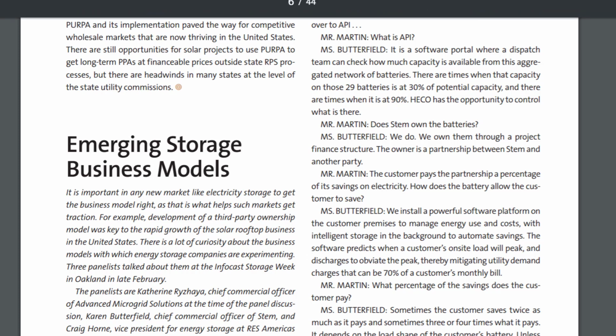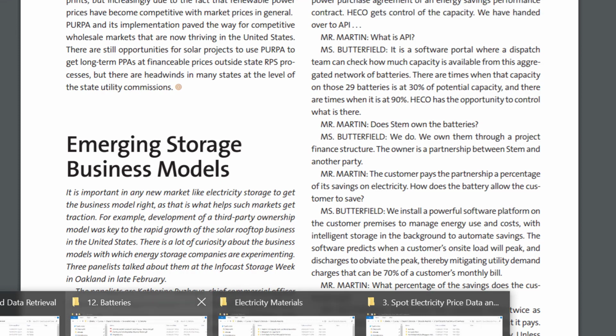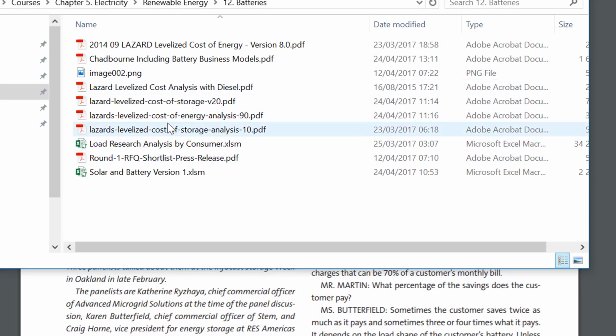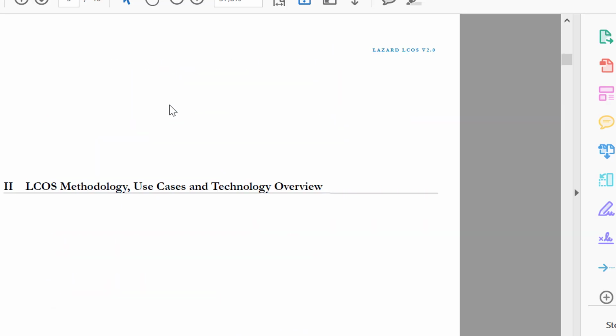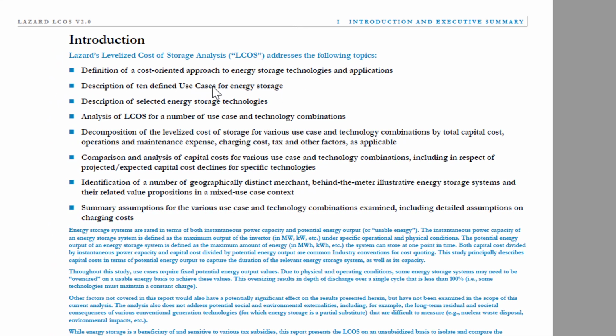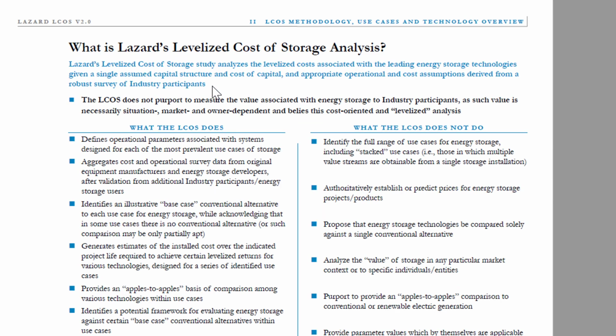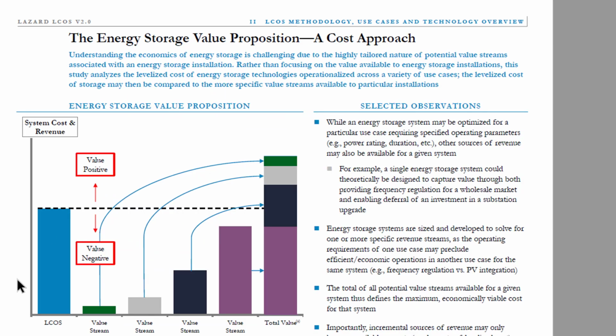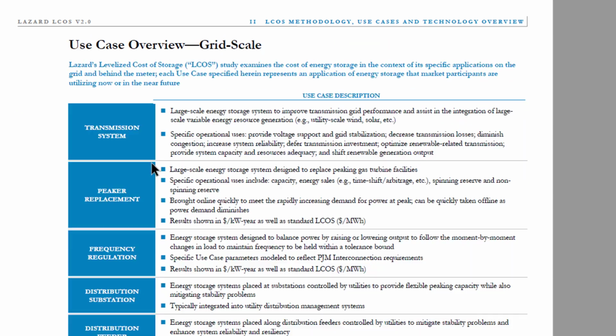Number two, in the same folder is the Lazard levelized cost of storage 2.0. Now in this analysis, Lazard works through what they call the levelized cost of storage. And they have a lot of data that they've made an effort to compile on what the capital cost of a battery is and what the operating cost of a battery is. They try to show you that there are all these different value streams.